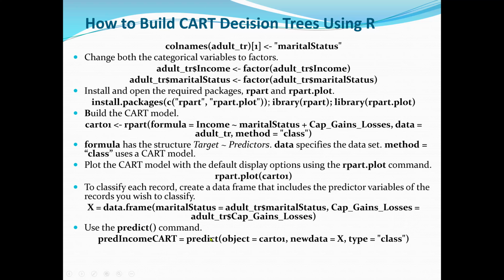Then we can use the predict command again to do our prediction. So here we want to predict. The object is the model that we build. Now we have a new data set that we're going to build. So newdata equal to X. The type again is classification.